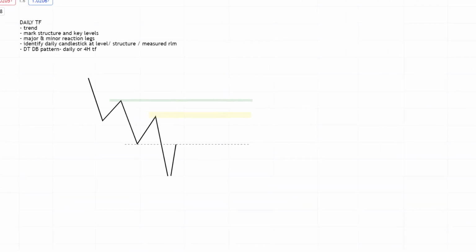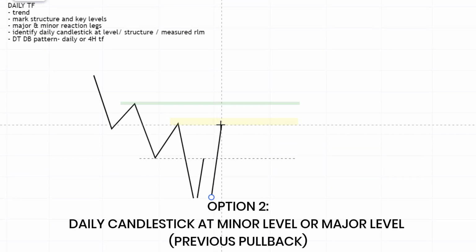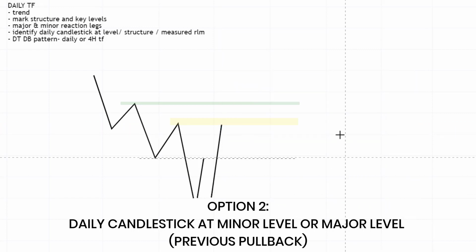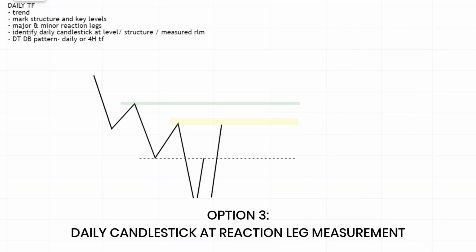The other option would be if price action blasts past this level and returns back up to the minor level here and creates a candlestick pattern, then again, the same would apply and we would look for a trade entry. And the final option would be a measured reaction leg. What does that mean?